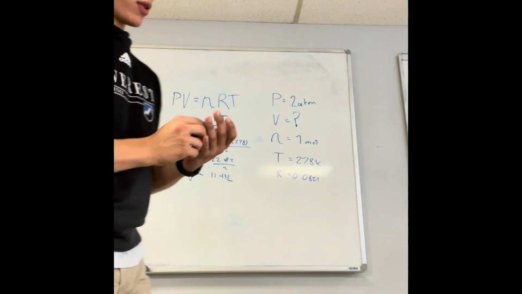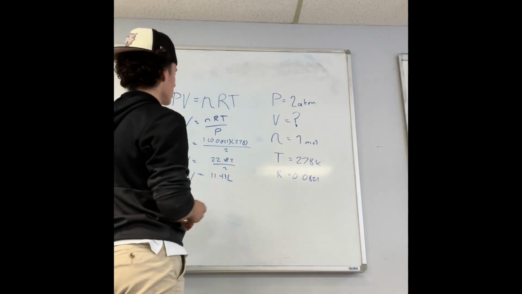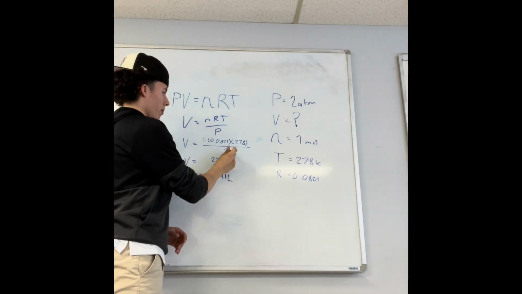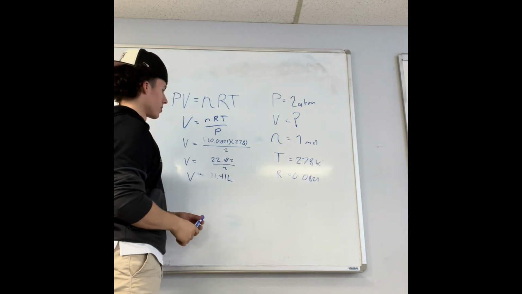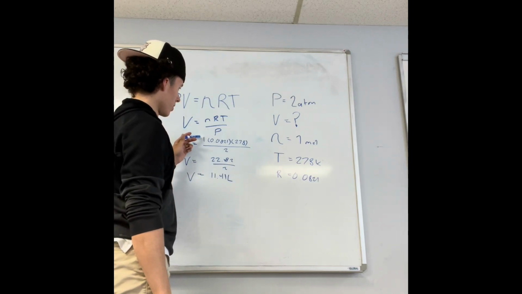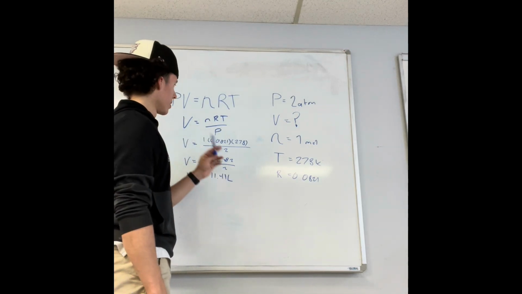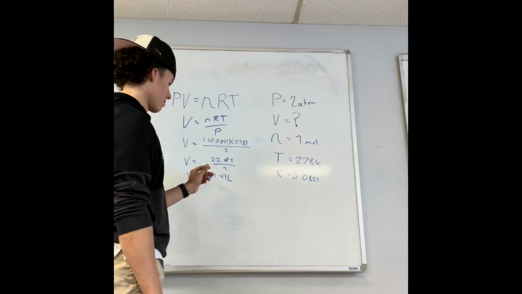Okay, so let's walk you through it. We input the numbers: the amount of moles, the real gas constant, temperature up here, and the pressure down here, right? Then we basically just multiply these together, which gives us 22.82, and then we divide it by the pressure, which is 2, and that gives us 11.41 liters.